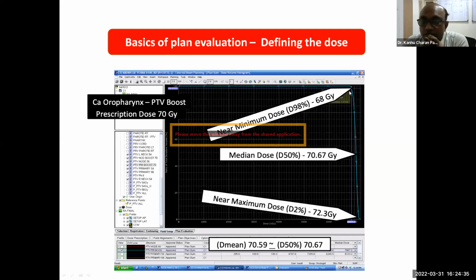You can see here, this is the D98. The prescription dose is 70 gray and the 98% dose is 68 gray. The median dose, D50%, is 70.67 gray, and the near maximum dose, D2%, is 72.3 gray. D98 has to be checked for all of GTV, PTV and CTV.